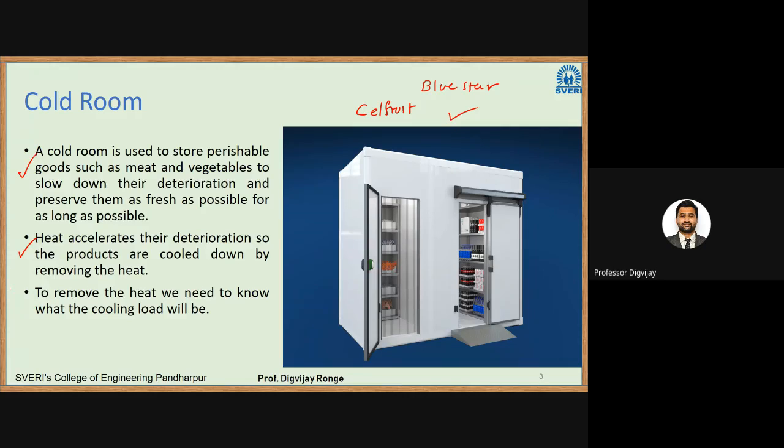When I go for a mall or an office building, in that case I have to install an air conditioning system. In that case also I have to calculate what the heat loads are that are acting on that building.